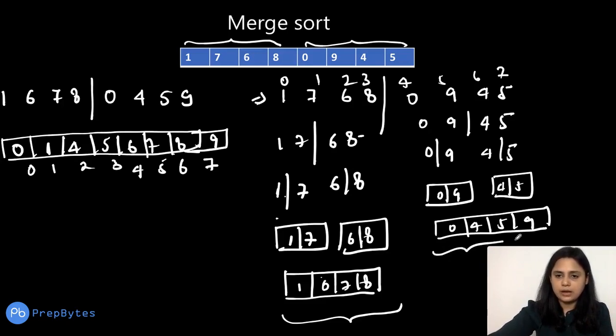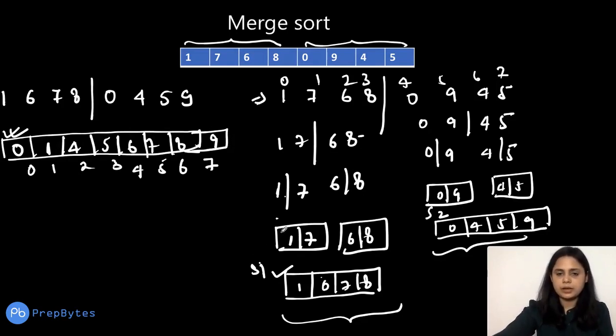Now I have this sorted array, let's call it S1, and this sorted array S2. Now I combine these two sorted arrays. We have done the merging over here. So we merge these two sorted arrays and we eventually get a finally sorted array. So this is how merge sort works.